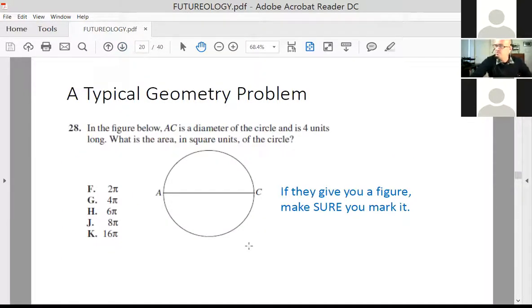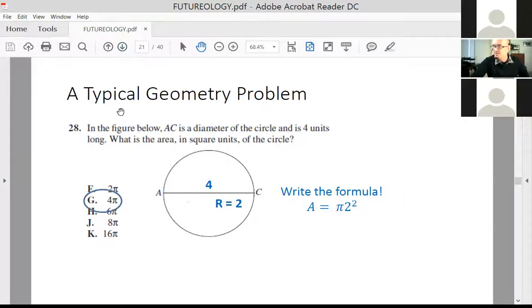Here's a typical circle problem. And I'm going to give you guys a few minutes to set it up. What I really want to iterate is that the first step is here to be our first step. What I mean by that is we need to mark the diagram and we need to label it. So in the figure below, AC is a diameter of a circle and is 4 units long. So again, AC is a diameter and AC is 4 units long.